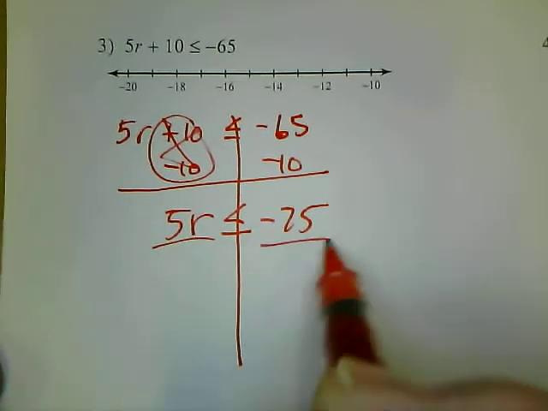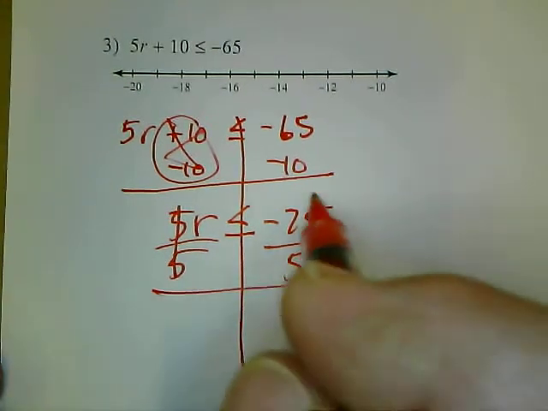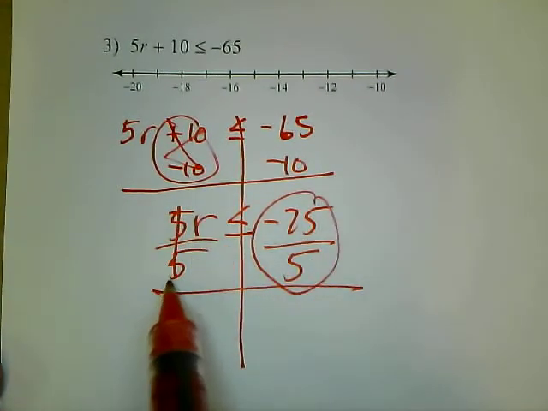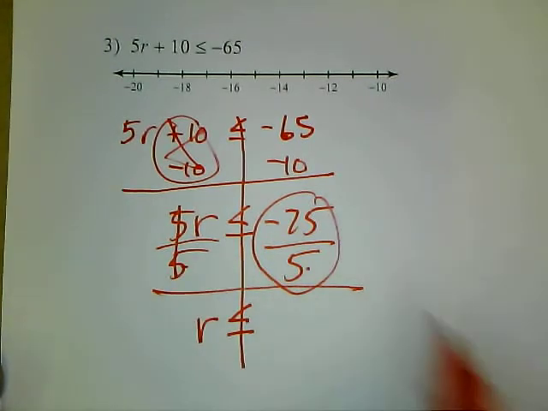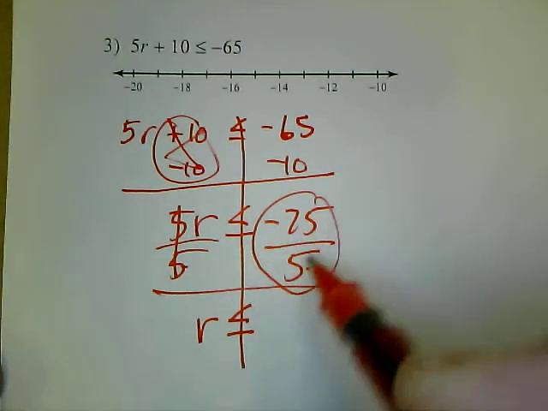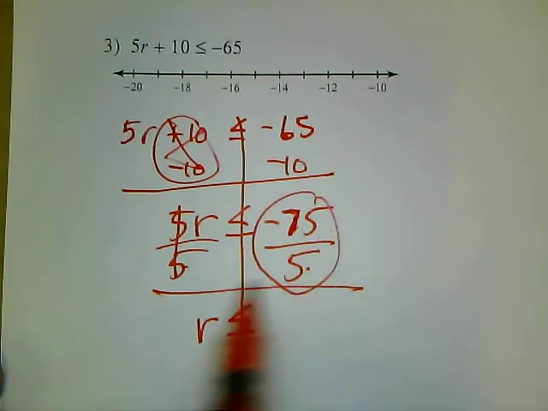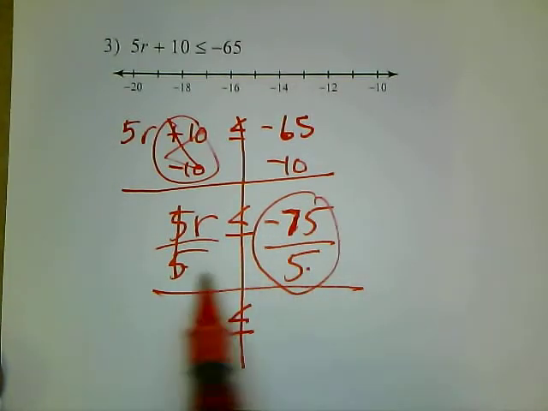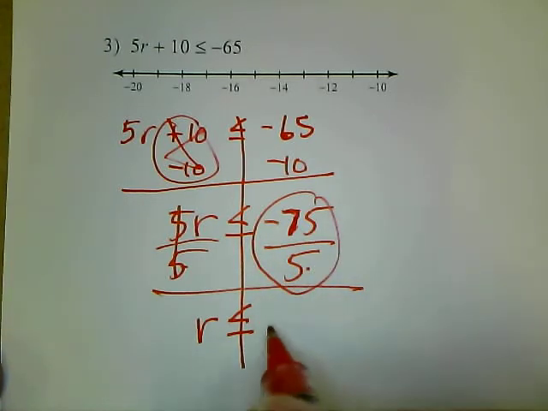And my final one is to go ahead and divide by the number in front of the variable, which is 5. My opposite operations are gone. I have r. I am not going to flip the sign because the 5s are not negative. That 75 does not matter. That does not make me flip signs. It's the bottom numbers, and they're positive. Negative 75 divided by 5 is negative 15.